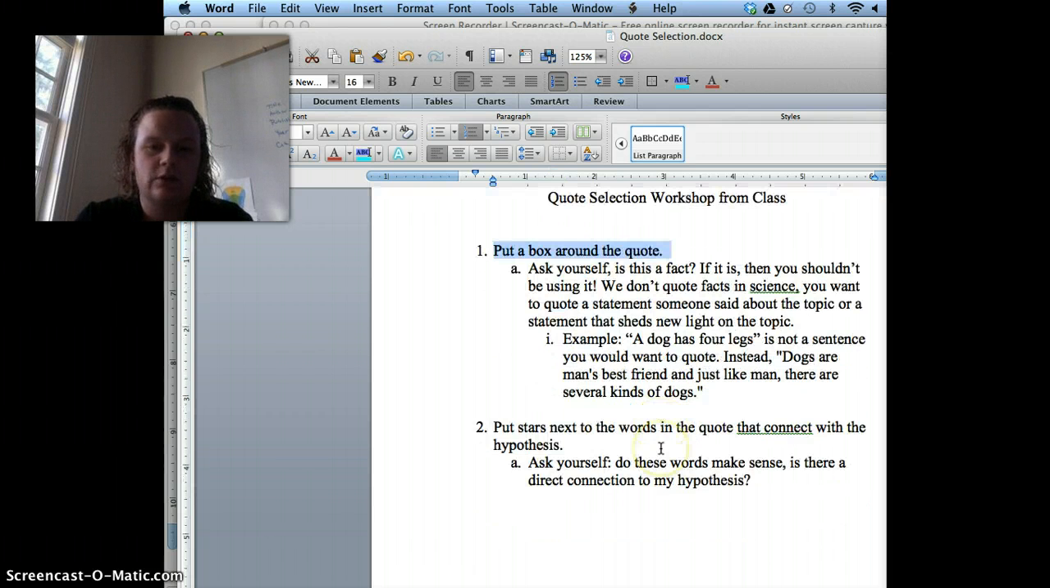Now what I want you to do is put stars next to the words in the quote that connect with your hypothesis. So you should have a box and quote and then little stars next to the words that connect to your hypothesis. Ask yourself, do these words make sense? Is there a direct connection to your hypothesis? If you don't even have a hypothesis yet, then obviously that's what you're going to need to work on over the course of the next couple days.